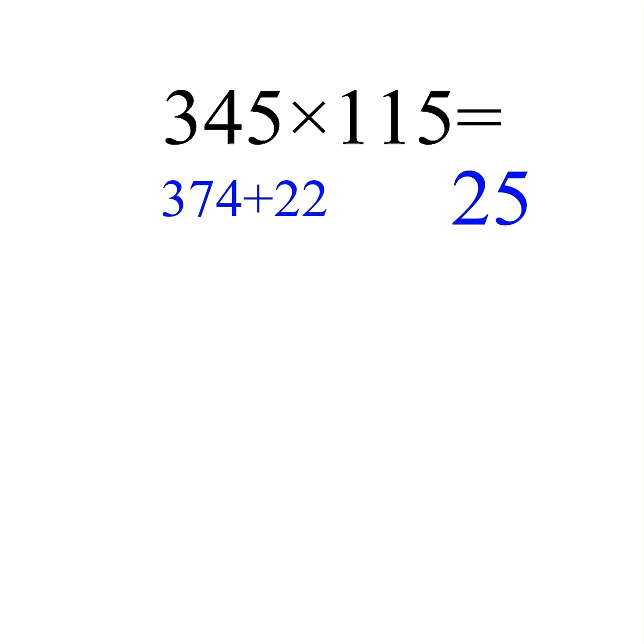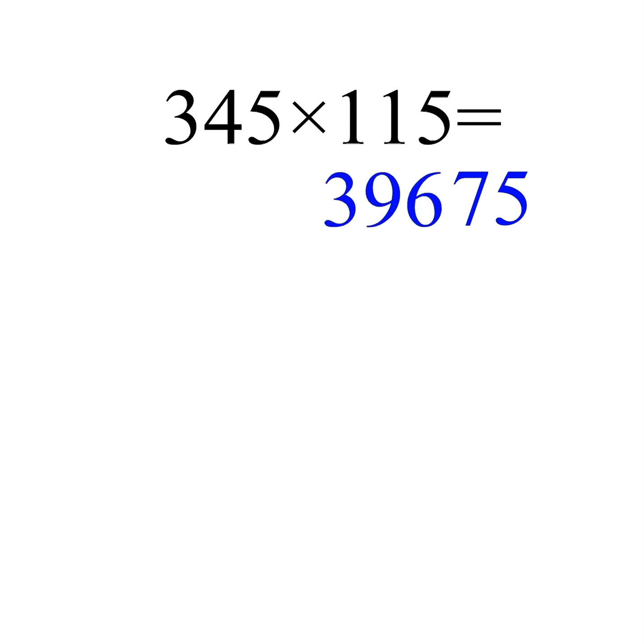plus 374 would be 396. But we also change the 25 to 75. And we write down 396 next to 75, and we're done.